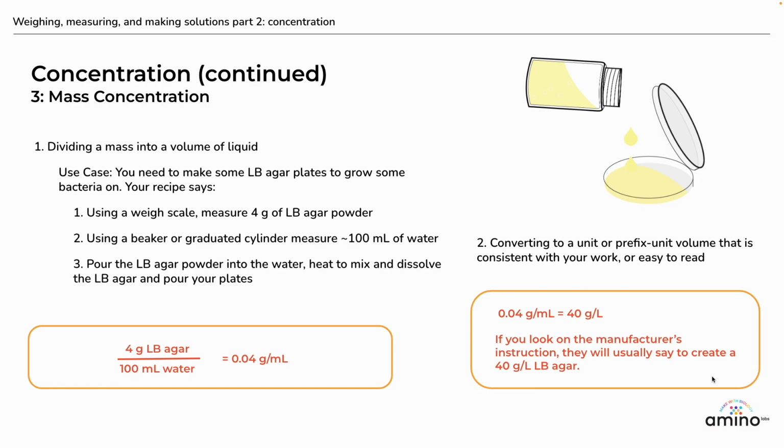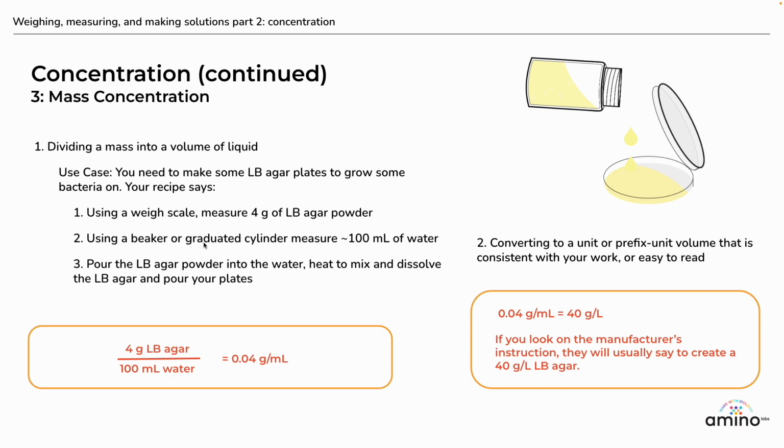All right, let's look at a little bit of a use case here. Let's start by dividing a mass into a volume of liquid, and then we'll modify the prefix unit volume so that it's a little easier to work with. So the use case is you need to make some LB agar plates, which you've done in the past, although you may have used pre-mixed, pre-prepared tubes of powders and whatnot. So in this case, you need to make some LB agar plates to grow some bacteria on. Your recipe says, using a weigh scale, measure 4 grams of LB agar powder, that's the solute.